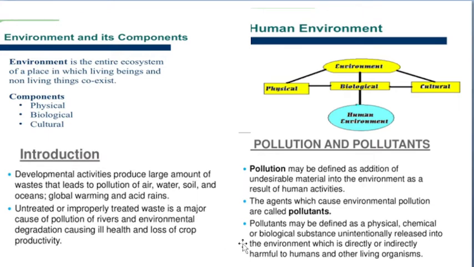Okay, so a pollutant may be defined as a physical, chemical, or biological substance which is released into the environment from different sources, and which directly or indirectly creates nuisance or harm to humans and other living organisms. That is the basic definition of a pollutant. When these types of pollutants enter the environment, it creates pollution. Simply, we can say it is the alteration of the physical, chemical, and biological properties of the different components of the ecosystem.